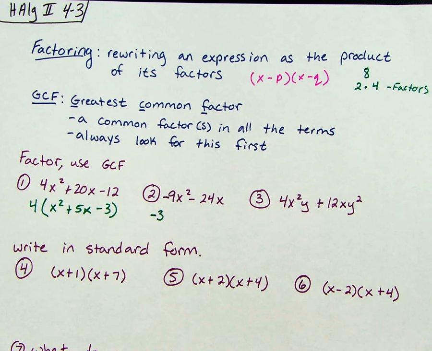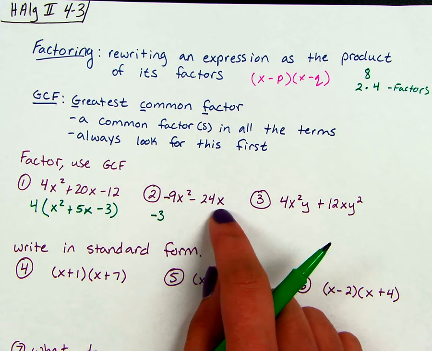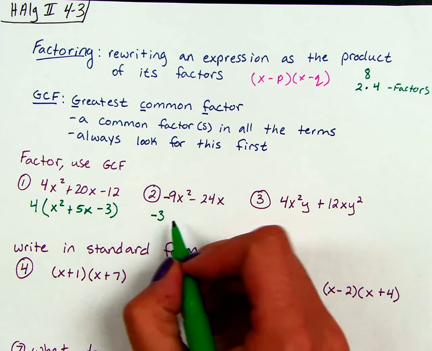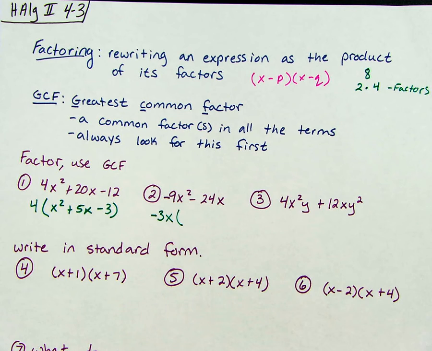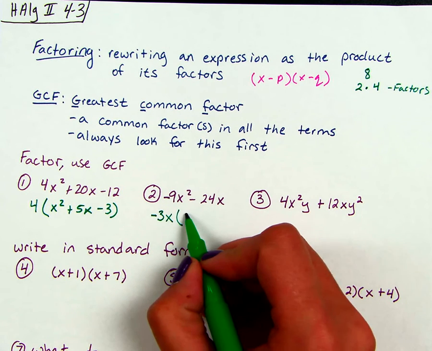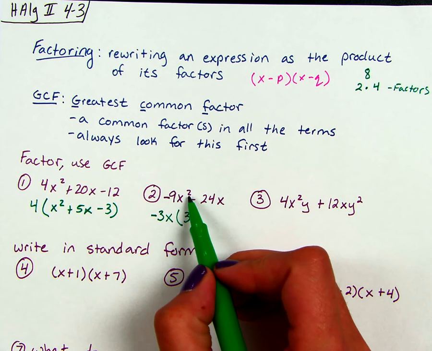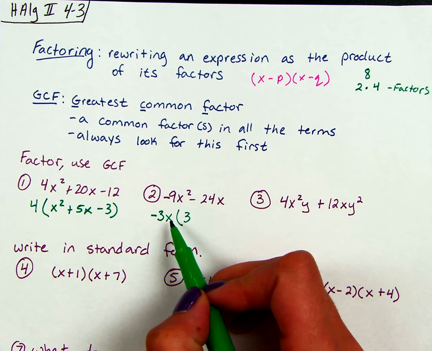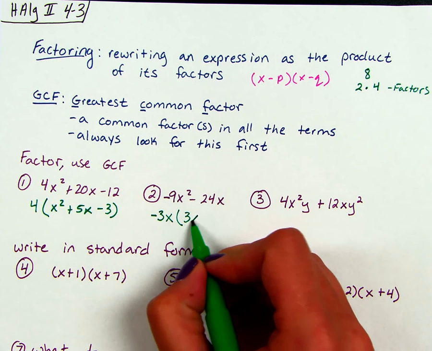So does each term have the same variable in it? So here we have an x and an x. So the highest amount of x's that I can take out is going to be 1 x. So now we're going to divide the numbers. So negative 9 divided by negative 3 is positive 3. And then we're subtracting the powers. So x squared divided by x. So I'm going to take 1 x away. That means I would have 1 x left.